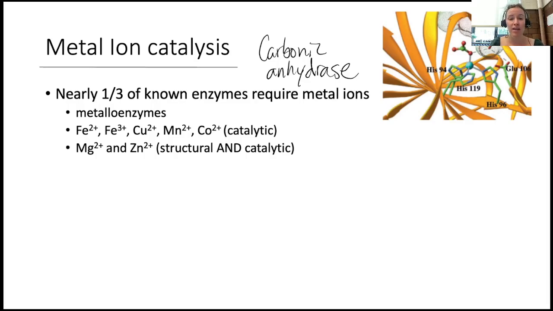Now, these metal ions can perform catalytic functions, but they can also be structural, and this will definitely be true for many enzymes we talk about for the rest of this class. So magnesium, zinc, structural and catalytic, whereas something like manganese, iron, cobalt, those are going to be more purely catalytic in nature.